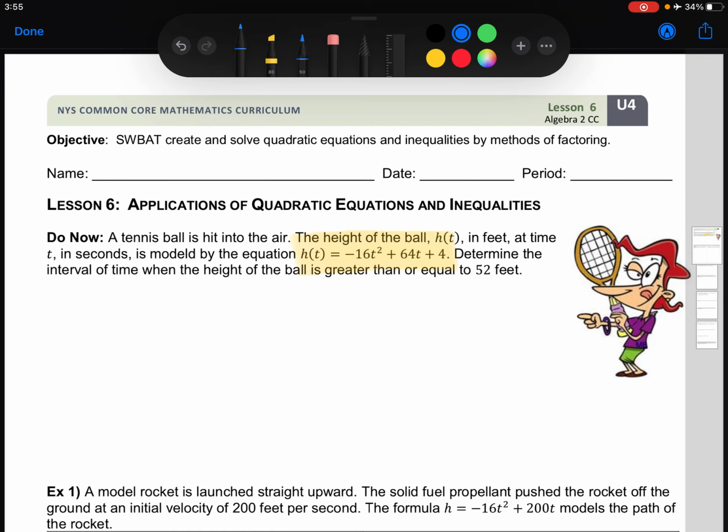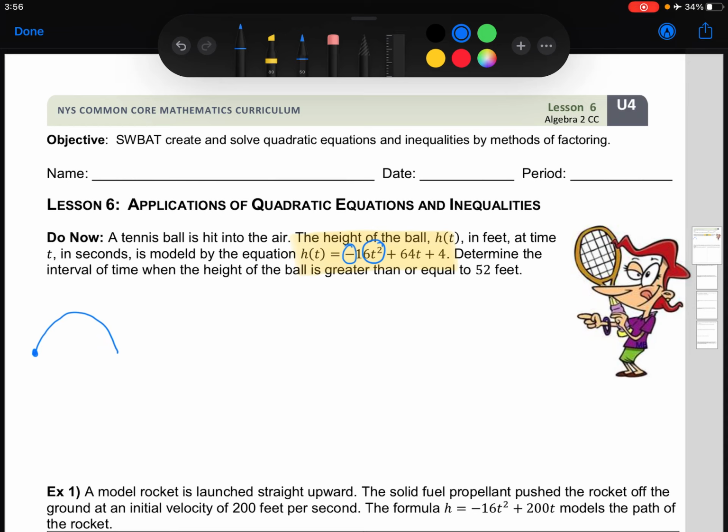So we're given an equation. The minute I look at this equation, I see it's t squared, and it's going to be a parabola. My leading coefficient is negative, so it's going to be something like this, right? And it's a tennis ball, so if I hit the tennis ball here, it went up and touched the ground right here. So it's like an upside down parabola.